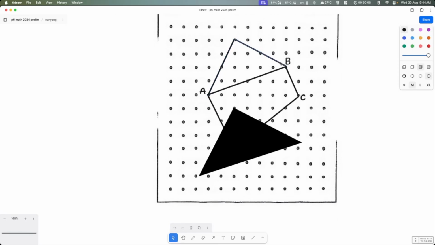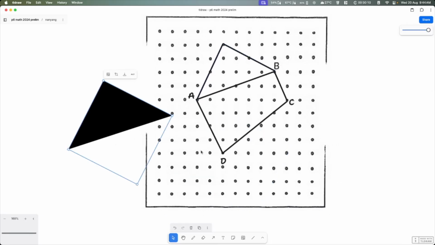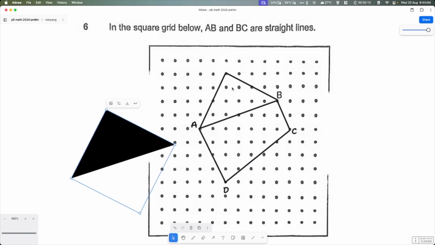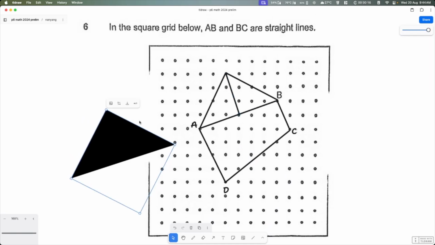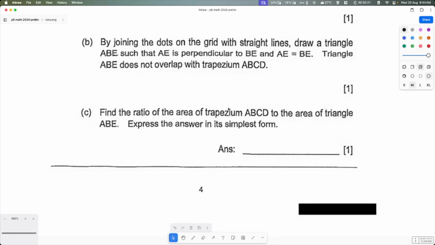And they are the same length. If you want to calculate the length of this, make sure that you draw the middle, and it should also look the same. All right, now let's move on to C.